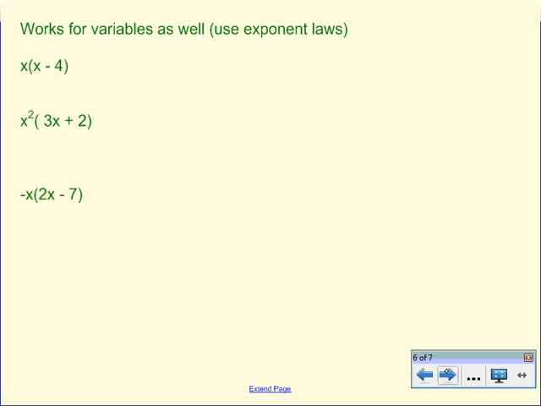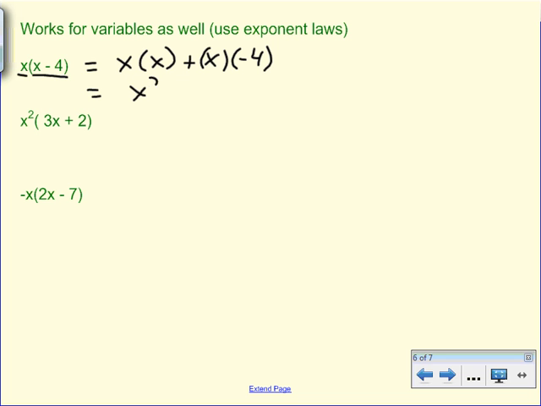We can work this also for variables on the outside. We just use exponent laws. So here I have x times x minus 4. That becomes x times x plus x times -4. Well, x to the 1 and x to the 1, well, 1 plus 1, the product rule gives x squared. And there I have an x times -4. That just gives me -4x.